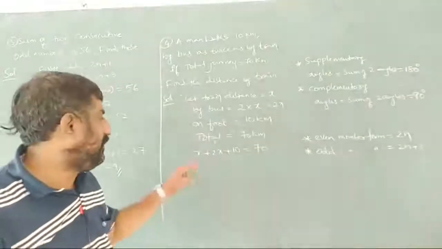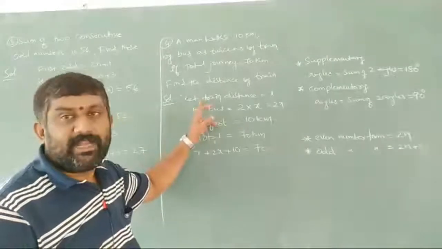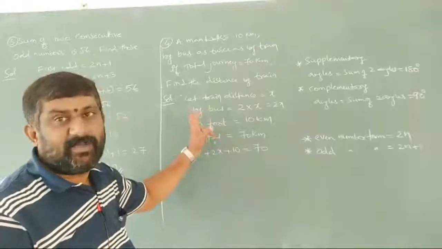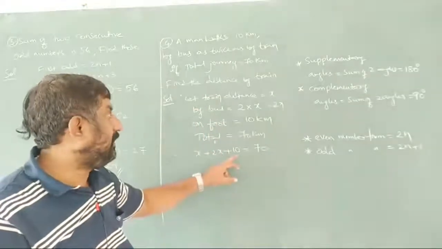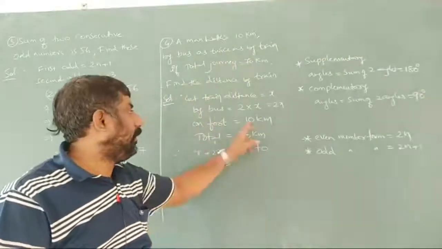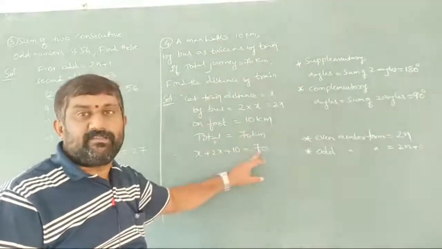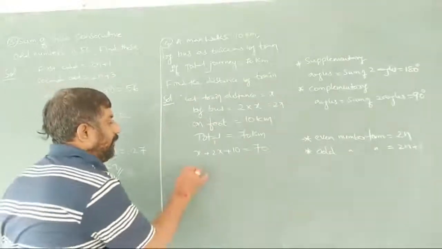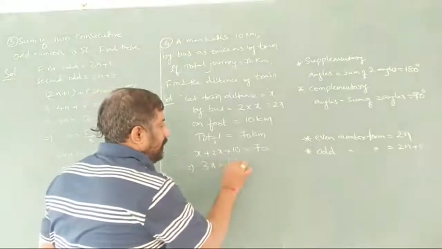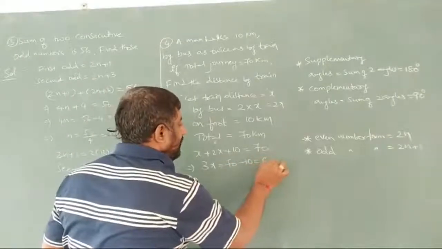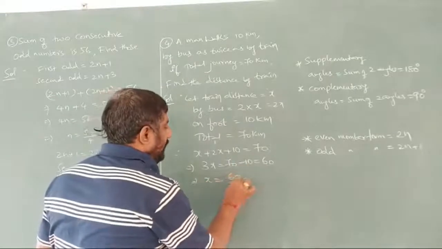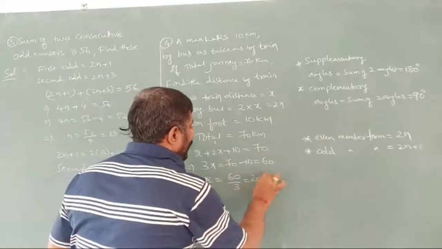How are we writing this? What is x? Travel distance by train, x. 2x is the travel distance by bus. And what is 10? The man walks 10 kilometers on foot. He is walking 10 kilometers. So that's why 10. Total how much is it? 70. So how much are we going to get now? 1x plus 2x is 3x equals 70 minus 10, nothing but 60. So x is nothing but 60 by 3, or else 20 kilometers.